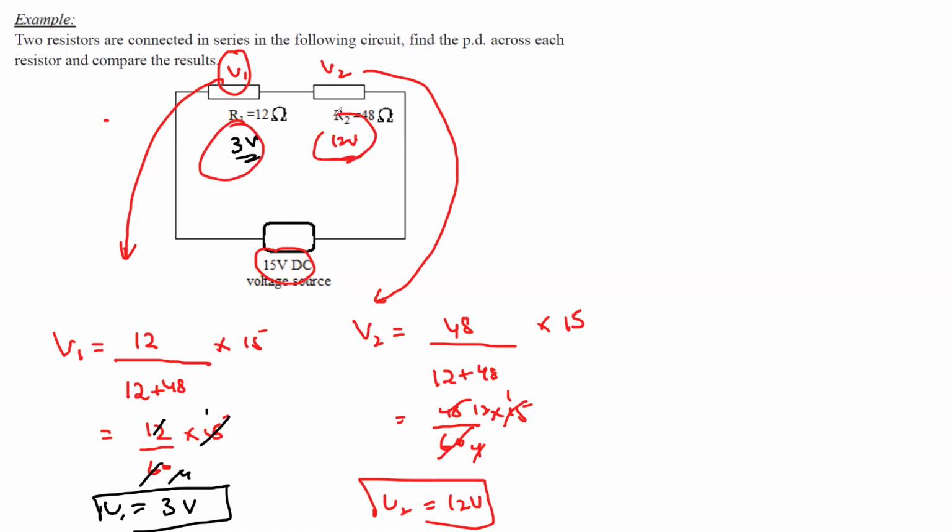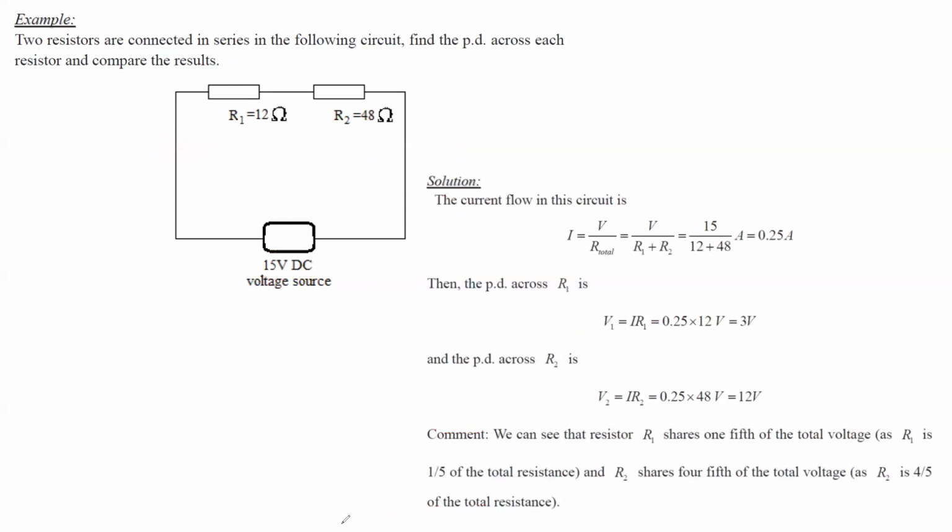If I know V1, I can simply subtract it from the total to get V2, or I can also use a formula. This potential divider formula is a direct formula we use to work out the voltage across each component. The ratio of the resistances will always be the same as the ratio of the voltages in a potential divider circuit. We worked out the voltages as 3 and 12. The ratio of the resistances, 12 and 48, is 1 to 4. And the ratio of the voltages is also 1 to 4. So in a potential divider circuit, the ratio of the voltages and the ratio of the resistances will always be equal.